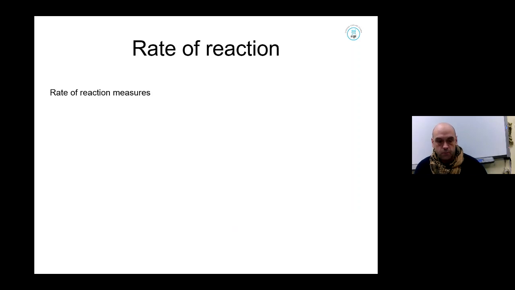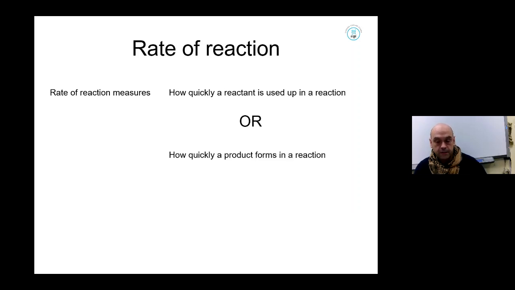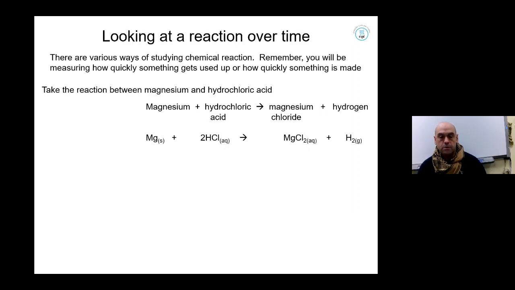Hopefully you know that what we're looking at here is how quickly something gets used up in a reaction, or how quickly something's actually made. One of those is more useful than the other, and we'll talk about that later. Okay, so rate is how quickly something's used up or made. So the first thing is then, how do we monitor rate?